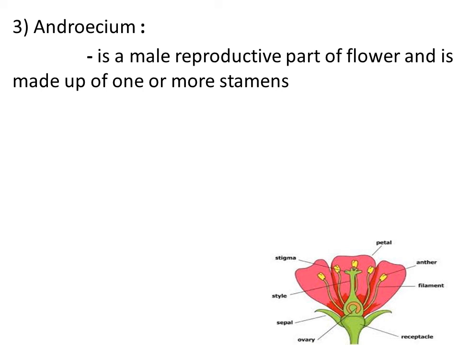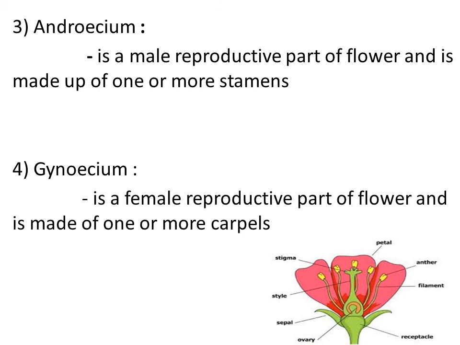Clear? And the fourth whorl of the flower is the gynoecium. The gynoecium is the innermost whorl of the flower, and it is the female reproductive part of a flower. So in the flower, the female reproductive whorl is nothing but the gynoecium. Understood? The gynoecium is made up of one or more carpels. So there are one or more carpels present in the gynoecium.